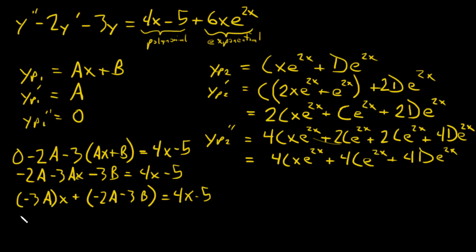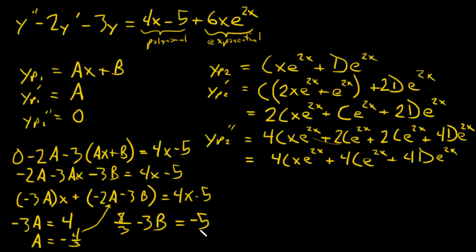Alrighty, so if I do that, now I can say that negative 3a has to equal 4, which means a has to equal negative 4/3, right? Okay, so if a is negative 4/3, I can now plug that in right here. And if I do that, I'm going to get negative 2 times negative 4/3 is going to be 8/3 minus 3b equals negative 5. So this is going to be negative 15/3. And when I add negative 8/3 to that, we're going to get negative 23/3. Oh, I just went off the screen. Hold on. Whoops. Let me just swing that over here. So negative 3b is going to equal negative 23/3. Divide by negative 3. B is going to equal 23/9. So not bad.